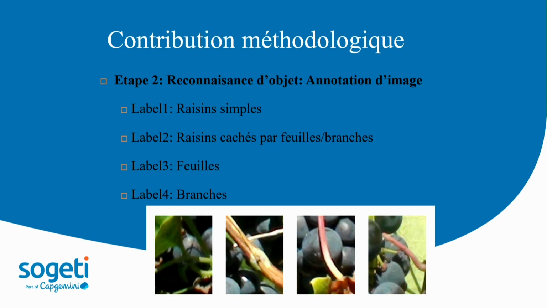So now we pass to step 2, which is the core of our model, based on Mask R-CNN. For Mask R-CNN, the first important step is annotation. That means we give labels to our target objects, the grapes. However, we found that there are lots of overlaps of grapes with branches or leaves. So to improve the precision, we have proposed to give more labels. That means not only the simple grapes with a complete contour, but also, for example, the grapes which are overlapped by branches and leaves.